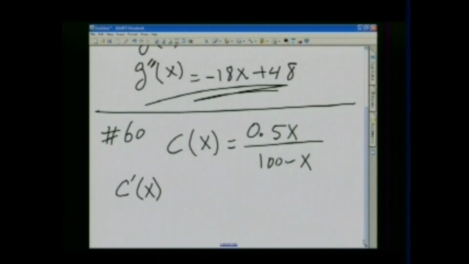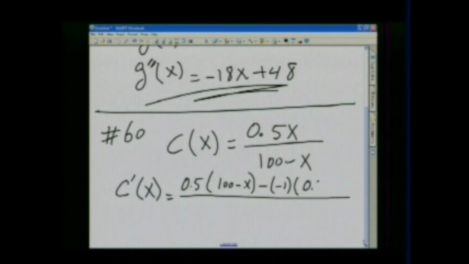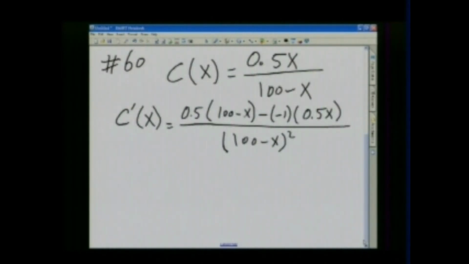Again, using the quotient formula. This means the derivative of the numerator, which in this case is simply 0.5, times the denominator, 100 minus X, minus the derivative of the denominator, which happened to be minus 1, times the numerator, which is 0.5X, divided by the denominator, 100 minus X, squared. This is just following the formula, the rule for differentiating a quotient.